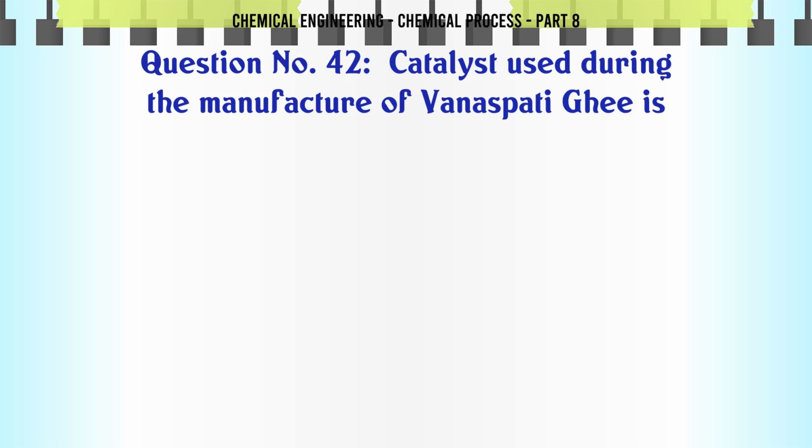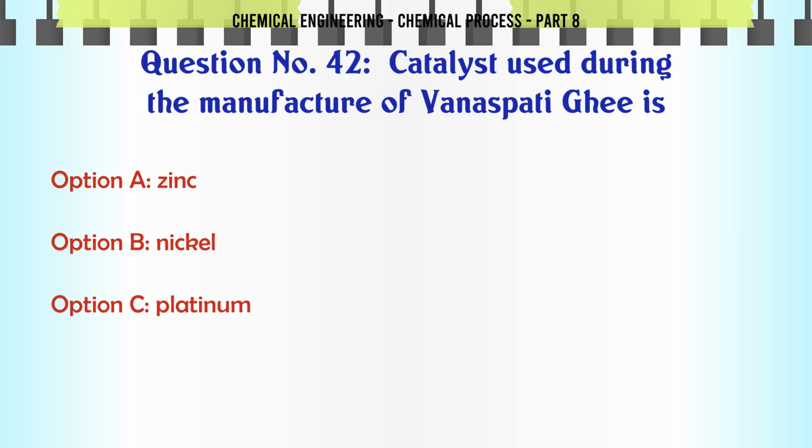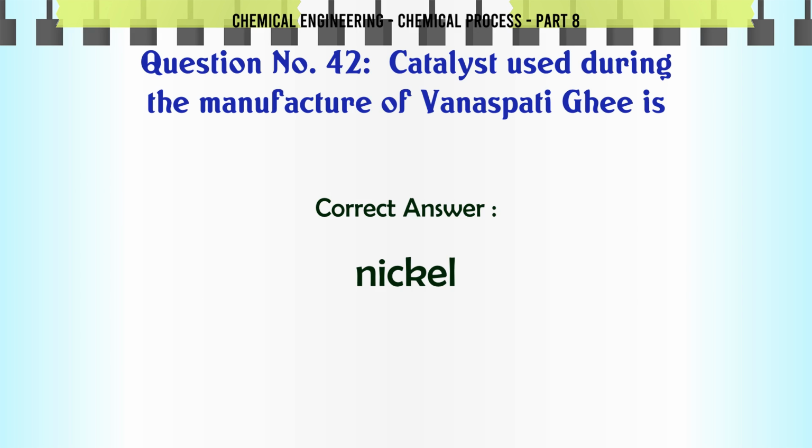Catalyst used during the manufacture of Vanaspati Ghee is A. Zinc, B. Nickel, C. Platinum, D. Copper. The correct answer is nickel.